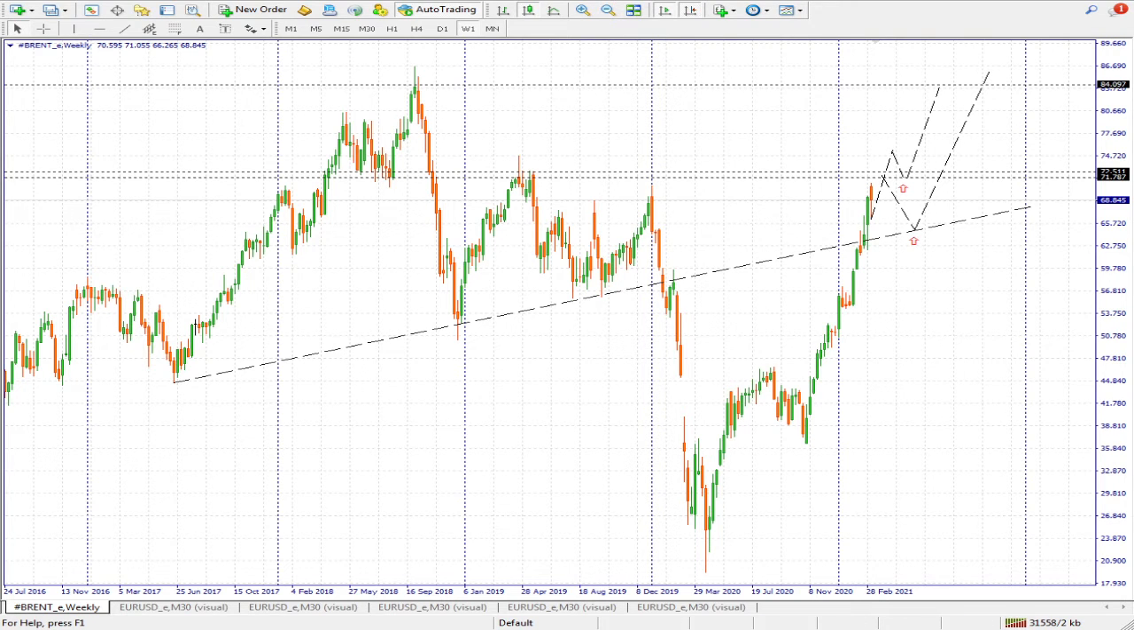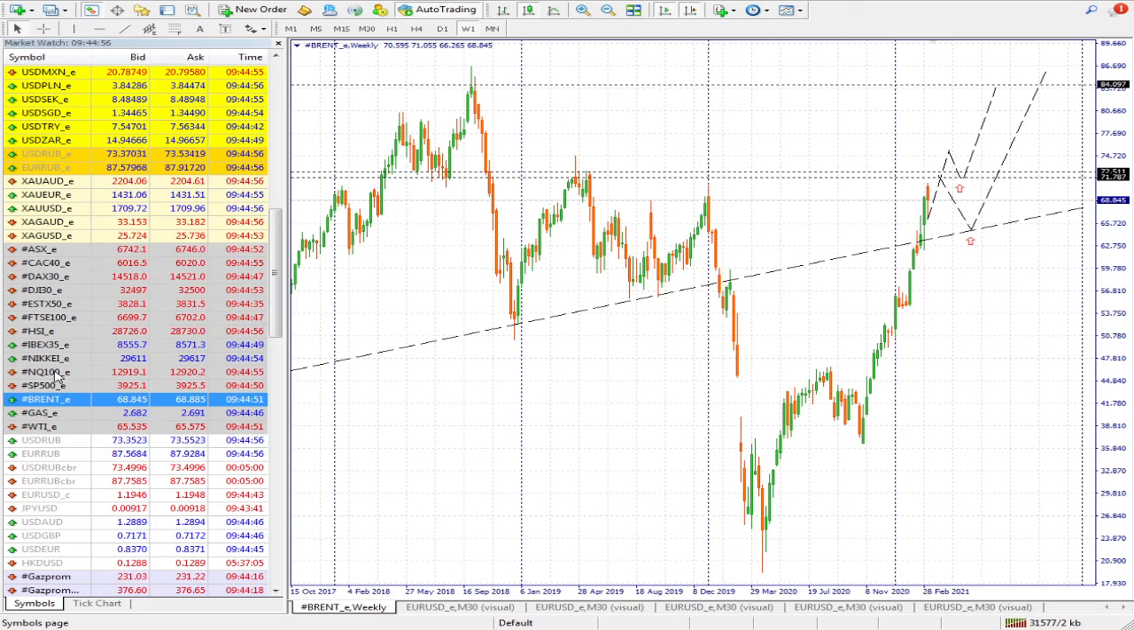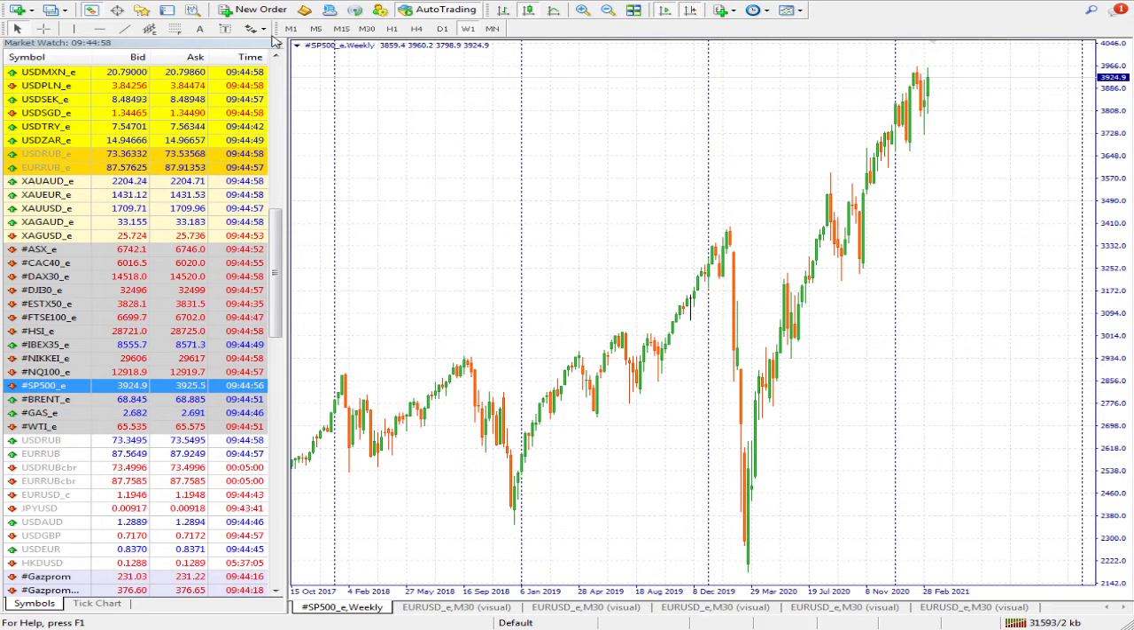So technically all things are pointing upwards. All our indicators are pointing in the same direction. It means that we may see price continue upwards, but only after it breaks beyond the levels which we've drawn. Our next symbol is SP500.